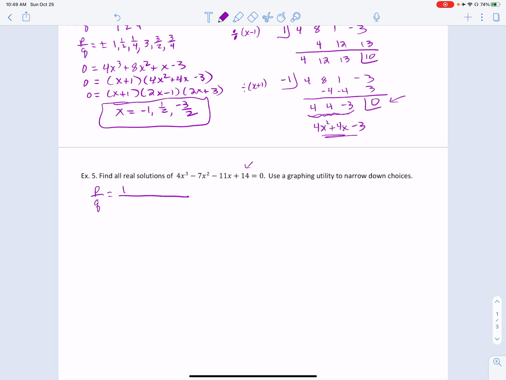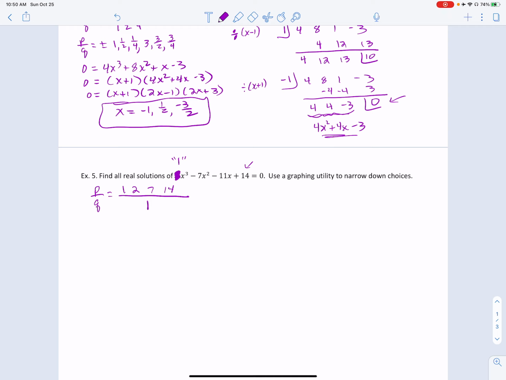Oh, you know what? I didn't change this. We don't want that to be a 4 out there. It's going to be a 1x cubed, so change that problem. Sorry about that. Make that just a 1. And so anyway, factors of 14 are going to be 1, 2, 7, and 14. And then factors of 1 are just 1. Change the problem. Not a 4x cubed, just a 1x cubed.